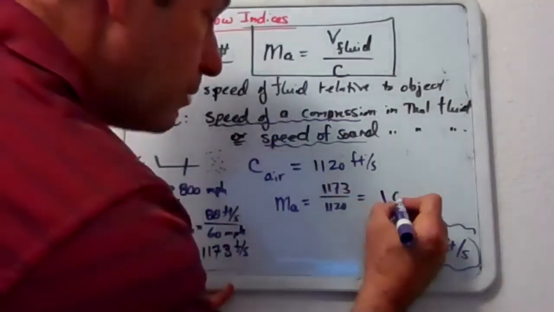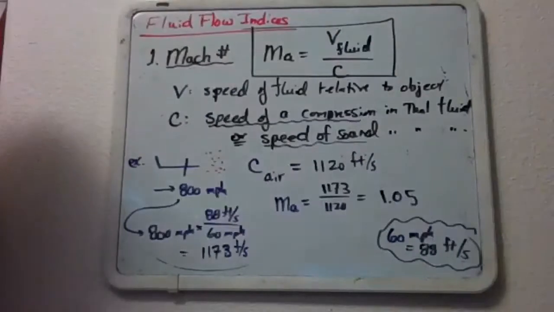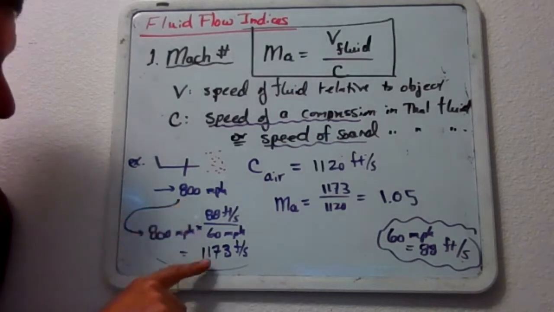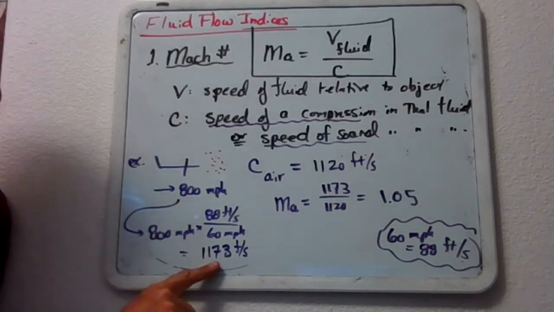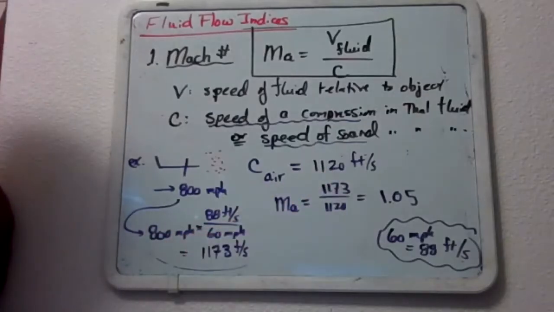Okay, rounding off, I got 1.05. So I want to stop for a minute and see if that matches anyone out there, if there are any questions on that. I got 1.05. Okay. So 800 miles per hour, I got 1,173 feet per second. It's a little bit faster than the speed of sound in air, and it cranked out to be, so the Mach number is 1.05. How about units? It's unitless.